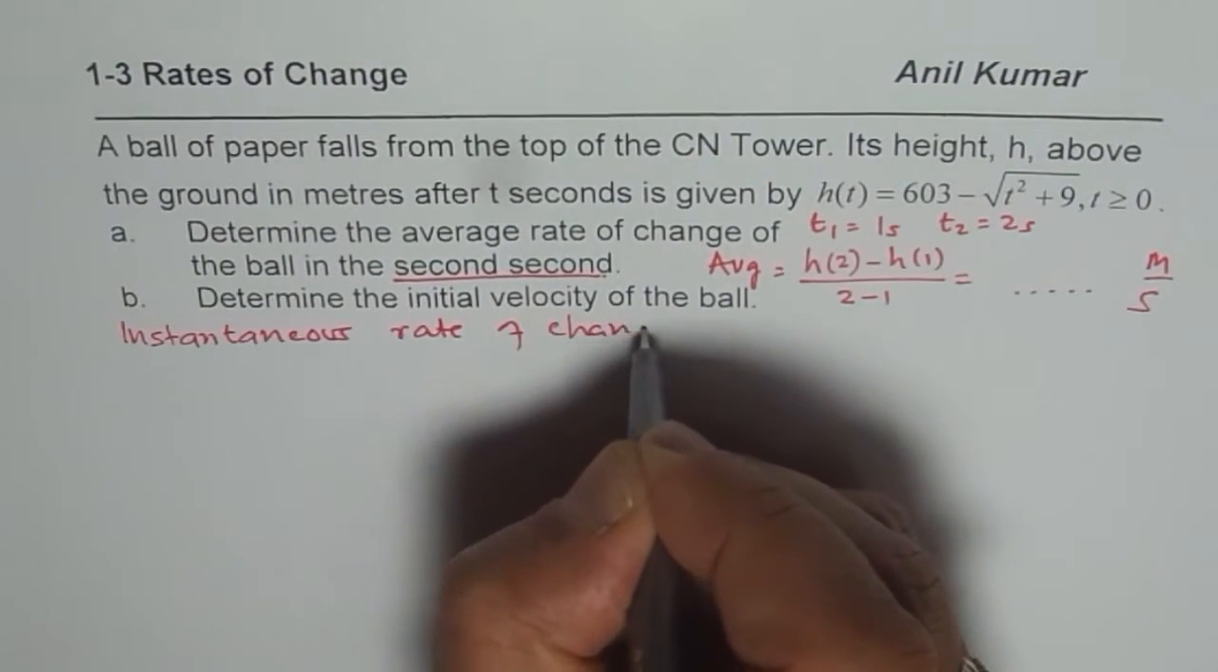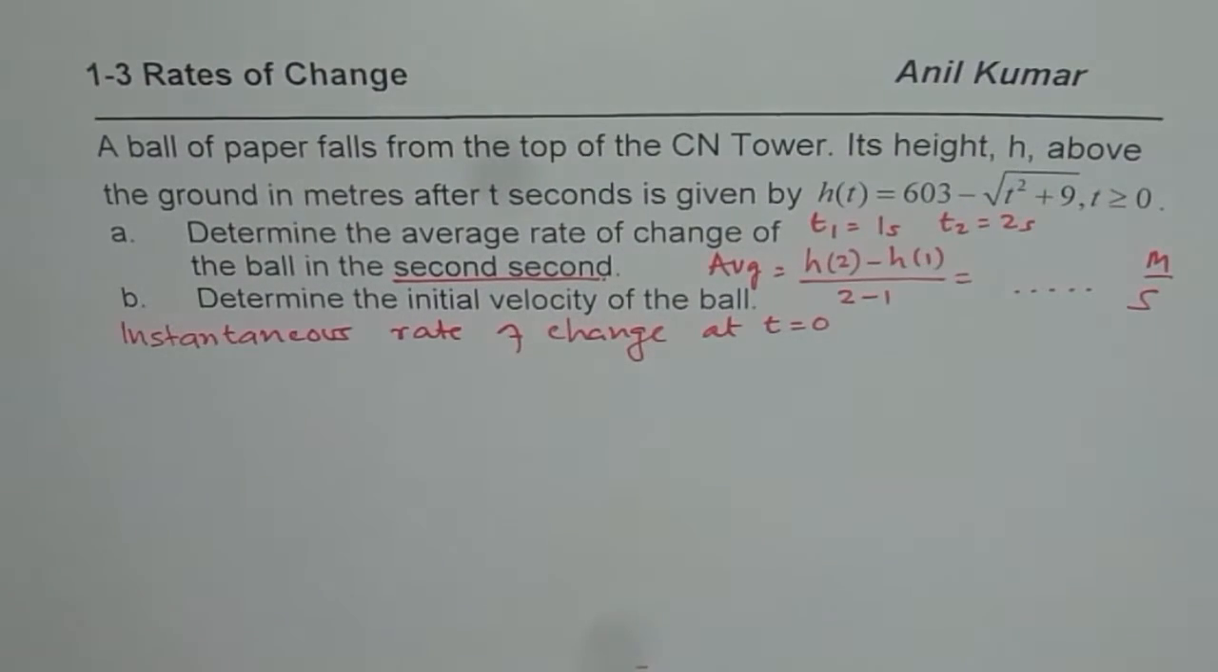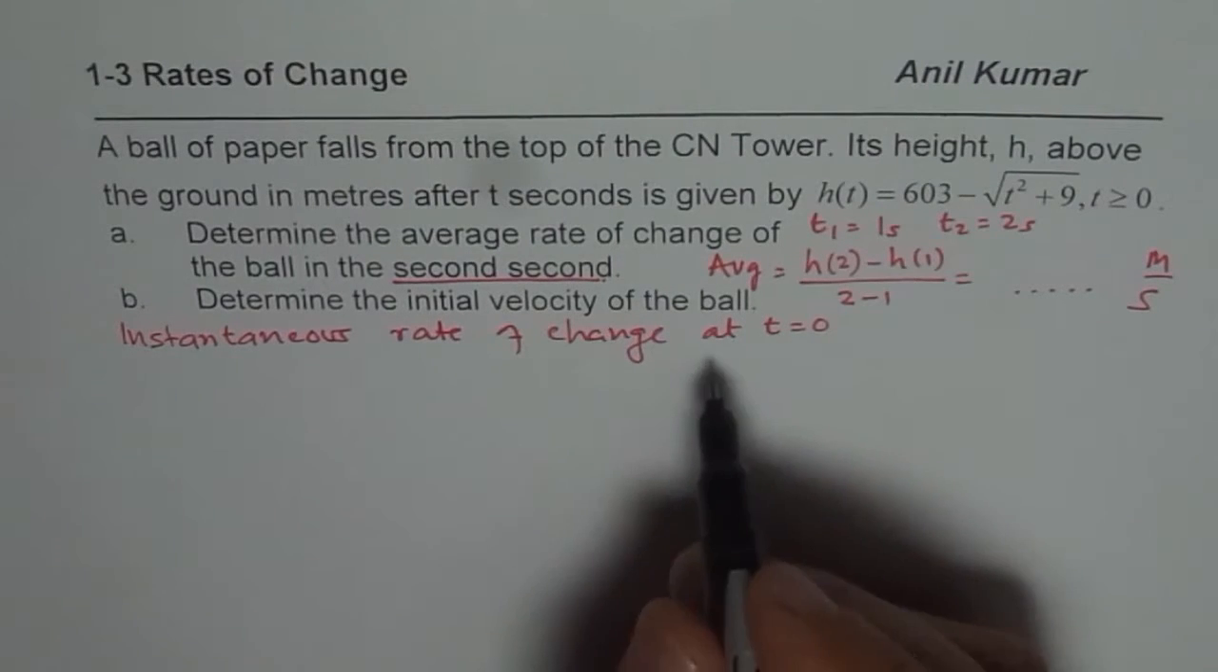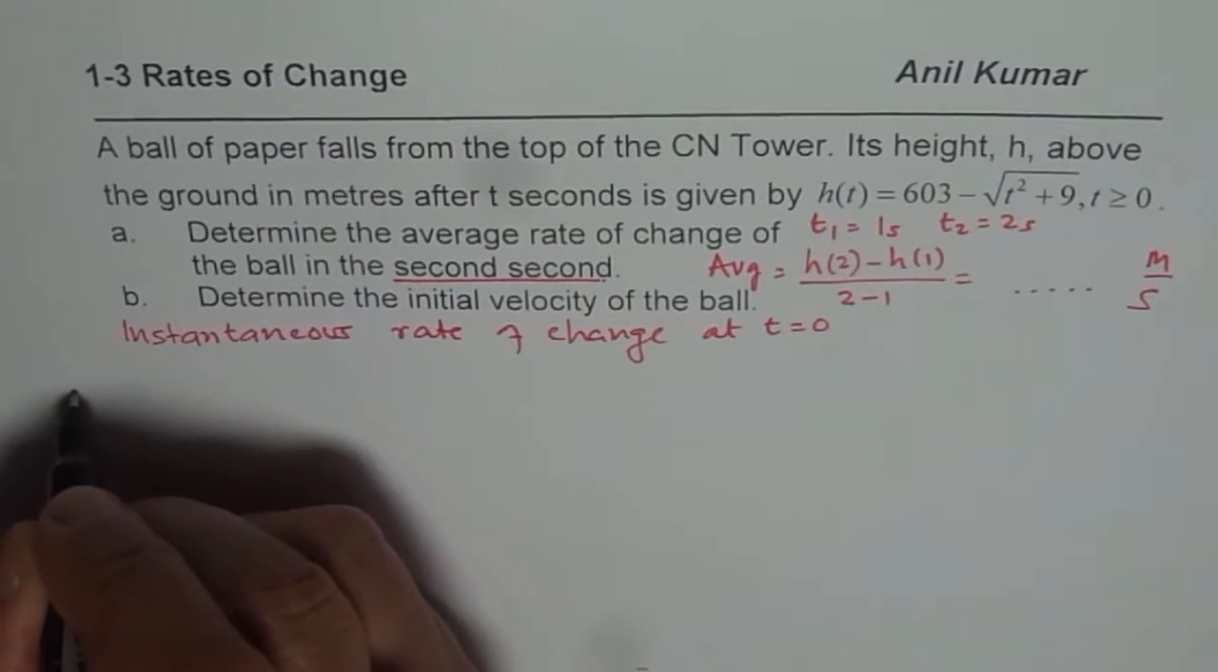of change at t equals 0. So that is what it means, right? You need to find the instantaneous rate of change at t equals 0. How are you going to do this? Now, the instantaneous rate of change of this function can be written as the slope of a tangent, right?